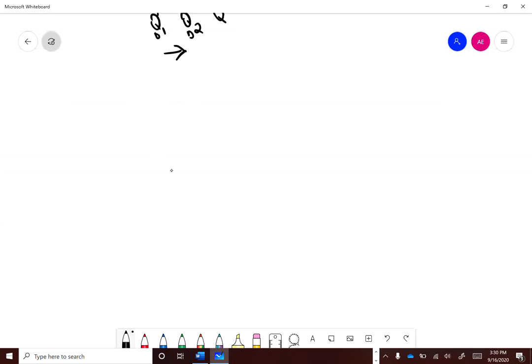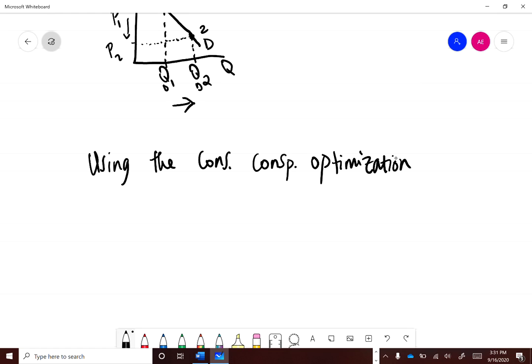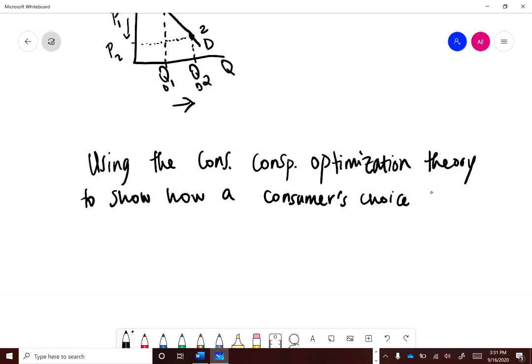Okay, so what we're going to be doing in this chapter, after that quick review of demand and the demand curve, is using consumer consumption optimization theory to show how a consumer's choice for one good changes when the price of that good changes.